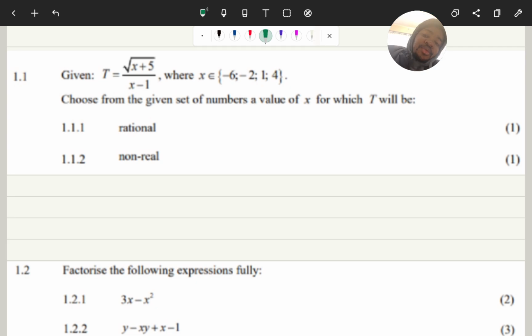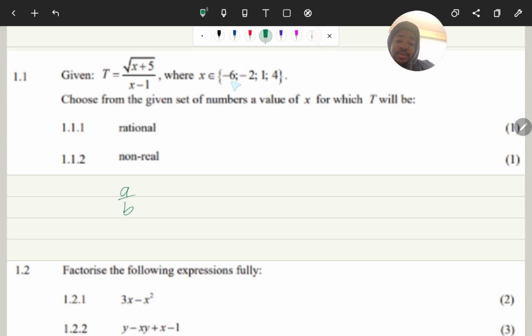So for this video, we are solving a couple of problems. For number one, you have t being the square root of x plus 5 minus x over x minus 1, where x could be any of those numbers in the curly brackets. Choose, from the given set of numbers, the value of x for which t will be irrational. For it to be rational, we must be able to write it in the form a over b, where both a and b are integers.